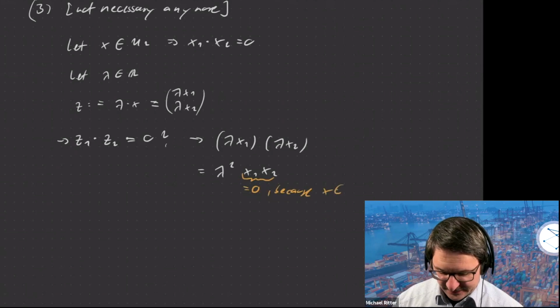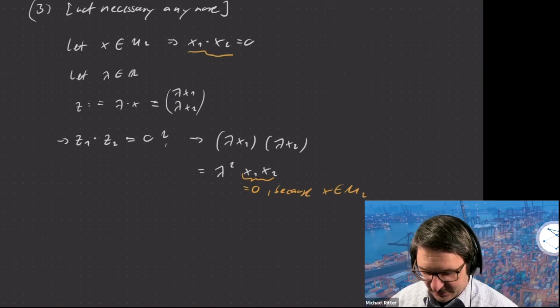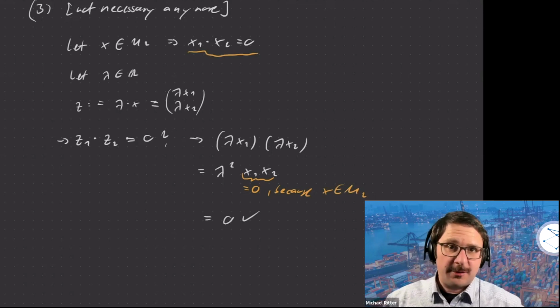Because X is in U2, and that was a defining property of U2, remember here? So obviously this is equal to 0. So that third property holds. But of course, still, U2 is not a linear subspace. Both properties have to hold in order for that to be true.